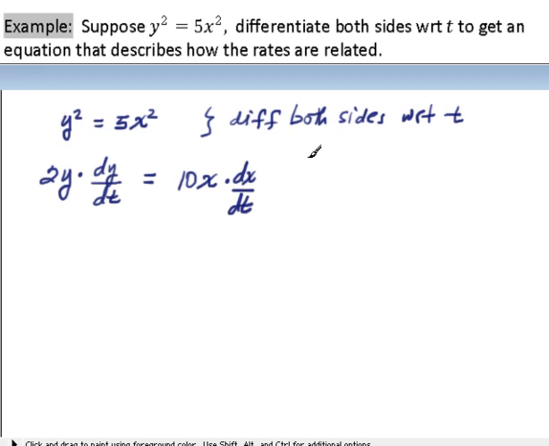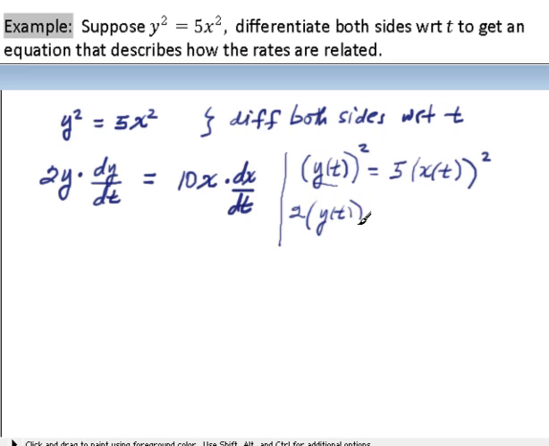Now, if you want, I'll just do this on the side here. You can imagine that this is written in the following way: y of t, in other words, a function that depends on t, squared equals 5 times x of t squared. So in other words, here we see the outer function and the inner function. Here the outer function is parentheses squared and the inner function is y of t. So differentiate, bring down the 2, and subtract 1 from the exponent, and then multiply by the derivative of the inside. That's where that dy/dt comes out.